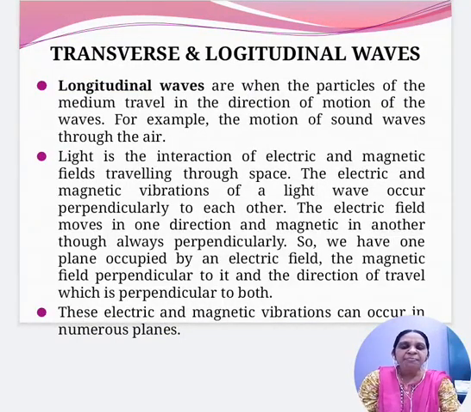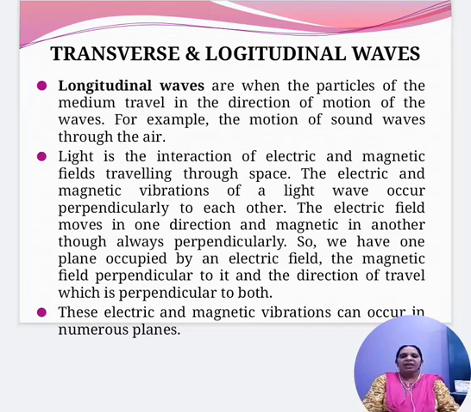The second type of waves are called longitudinal waves. Longitudinal waves are waves where the particles of the medium travel in the direction of propagation of the wave, in the direction of motion of the wave. Examples of longitudinal waves are sound waves that travel through air. The particles in the medium travel in the direction of propagation of the wave.